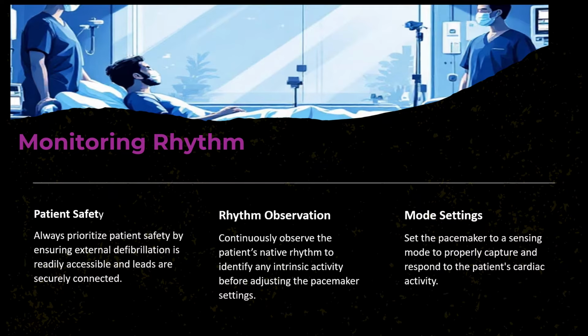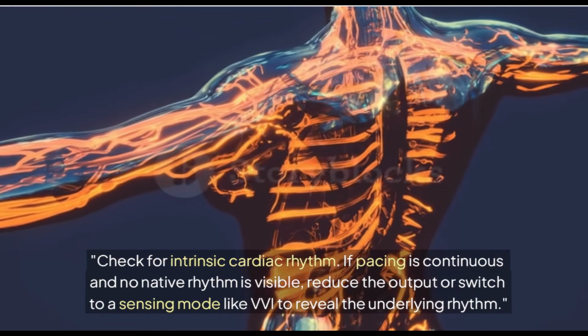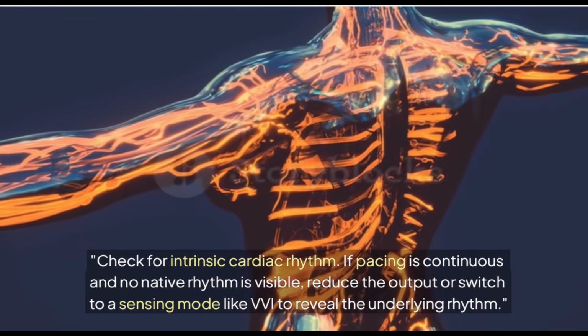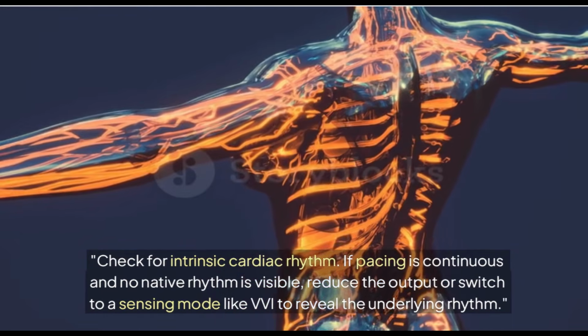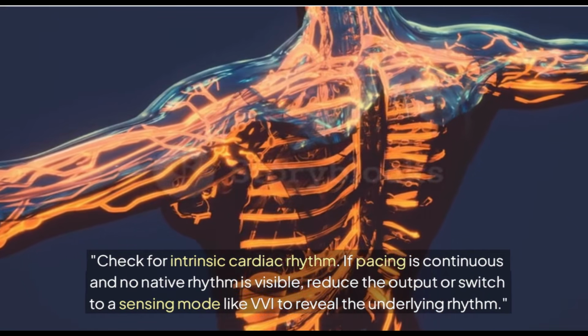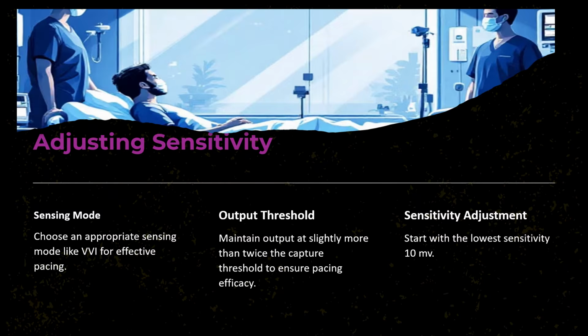Set the pacemaker to sensing mode to properly capture and respond to the patient's cardiac activity. It's very important while checking the sensitivity to check the underlying intrinsic rhythm of the heart. If the pacing is continuous and no native rhythm is visible, we can reduce the output or switch to a sensing mode like VVI to reveal the underlying rhythm of the patient. Again, the mode should be VVI for effective pacing if there is no detected intrinsic cardiac activity.